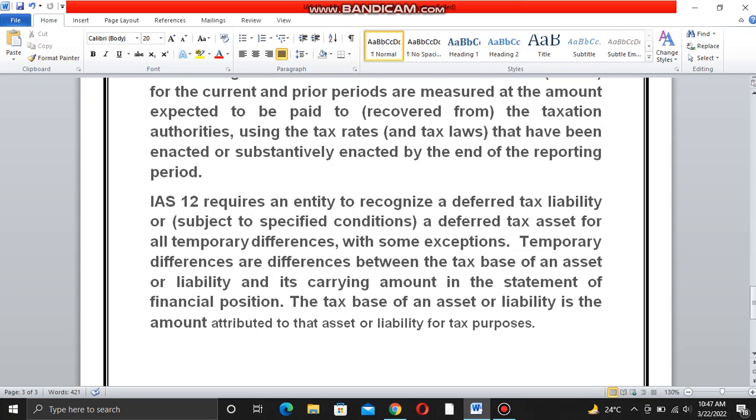IAS 12 requires an entity to recognize a deferred tax liability, subject to specific conditions, and a deferred tax asset for all temporary differences, with some exceptions. Temporary differences are differences between the tax base of an asset or liability and its carrying amount in the statement of financial position. The tax base of an asset or liability is the amount attributed to that asset or liability for tax purposes. All right, so this was all about the tax.